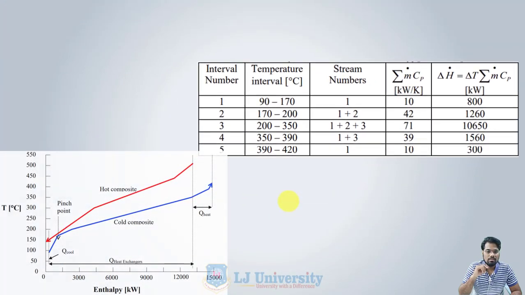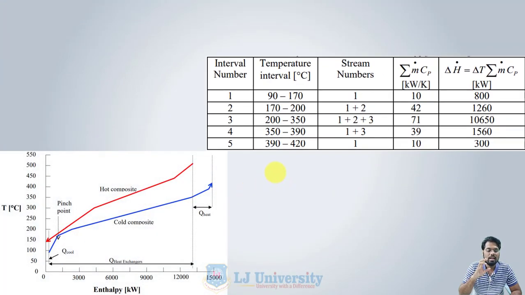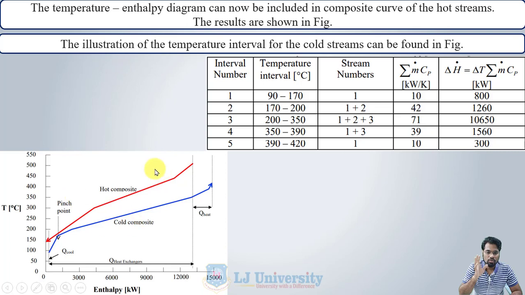Now if we put both curves on the same graph of temperature and enthalpy, this curve is for the hot fluid, which shows the 3 intervals. This is for the cold fluid, which shows the 5 intervals: 1st, 2nd, 3rd, 4th and 5th. Now what is the conclusion from this graph? The temperature enthalpy diagram can now be included in the composite curve of the hot stream. The result is shown in the figure. The illustration of the temperature intervals for the cold stream can be found in the figure.